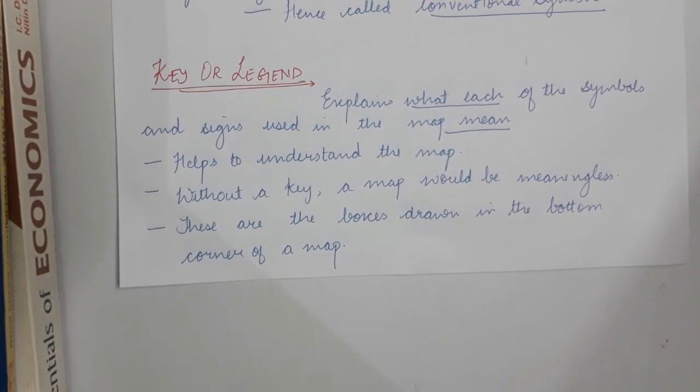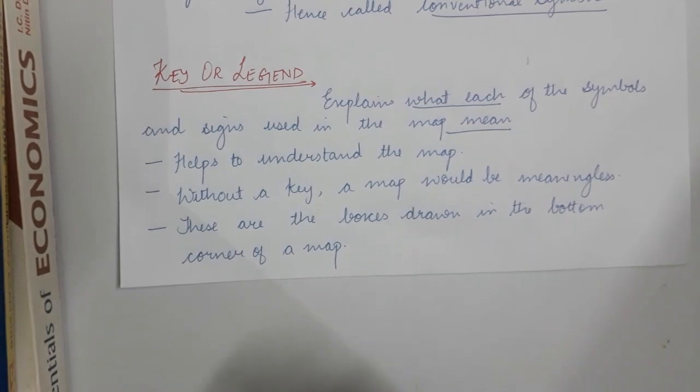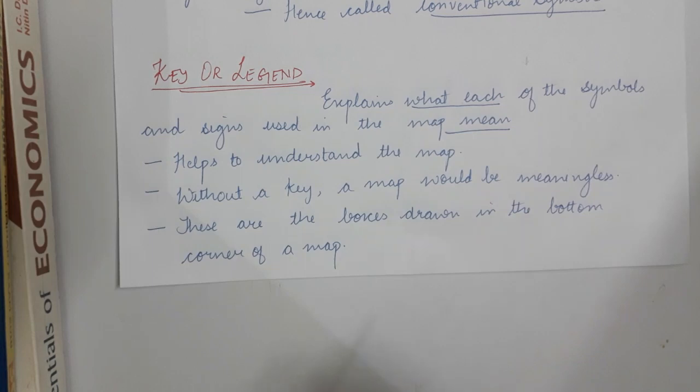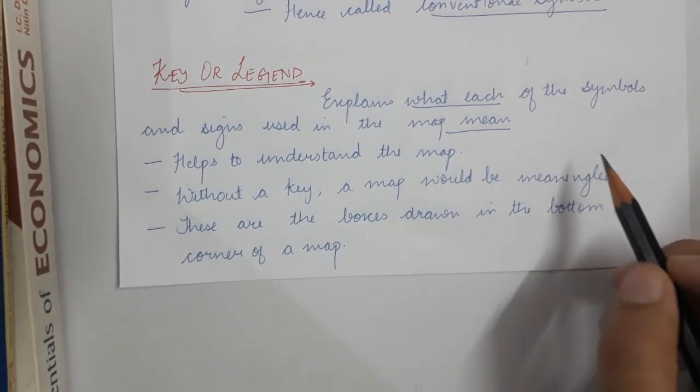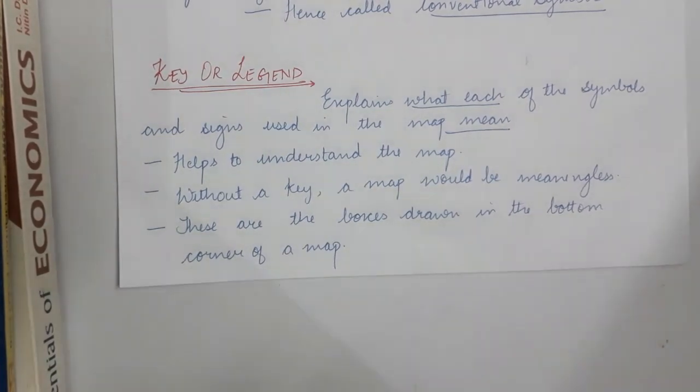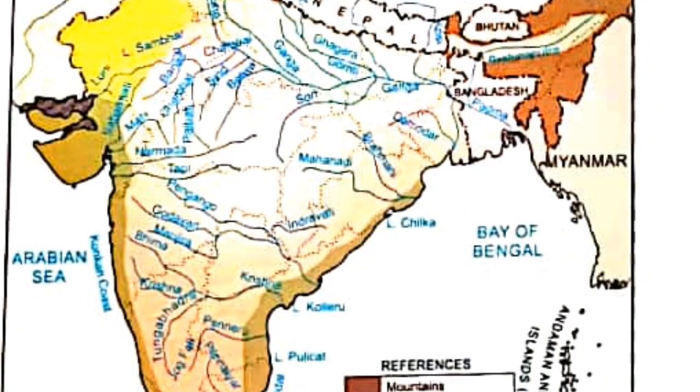We will not be able to understand what kind of signs and symbols are present on the map. Then is it possible to understand the map? It is not possible to understand the map. So this is very important, and these boxes are drawn mostly in the bottom corner of the map, but they can be present anywhere, and key or legend is always written on that box. You can see it in the picture as well. Here you can see the boxes, the legends are there, the key is there, the references are given.